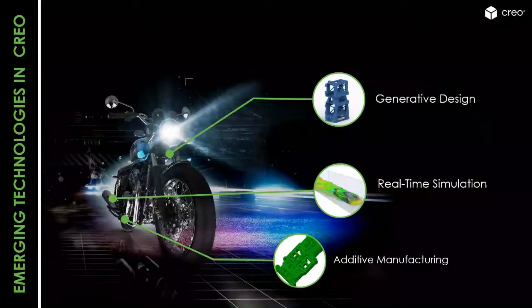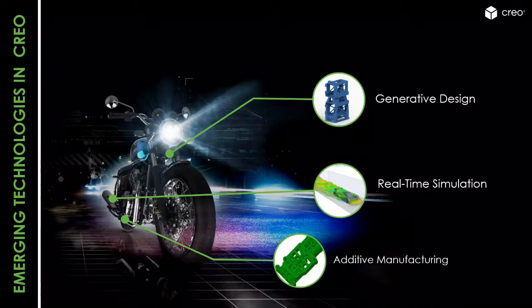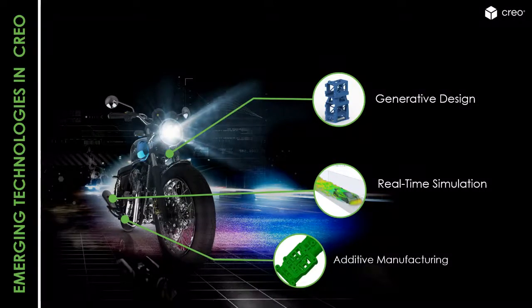PTC Creo 7.0 has more than 35 modules. I will not be able to cover all, but let me take you through the 3 enhancements we have done in Creo 7.0: generative design, real-time simulation, and additive manufacturing.